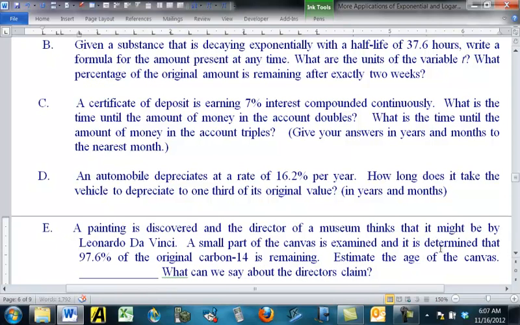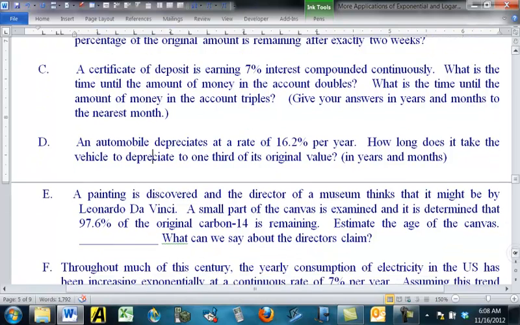A painting is discovered, and the director of the museum thinks that it might be by Leonardo da Vinci. A small part of the canvas is examined, and it is determined that 97.6% of the original carbon-14 is remaining. So we're going to estimate the age of the canvas, and then can we say anything about the director's claim based on that alone?